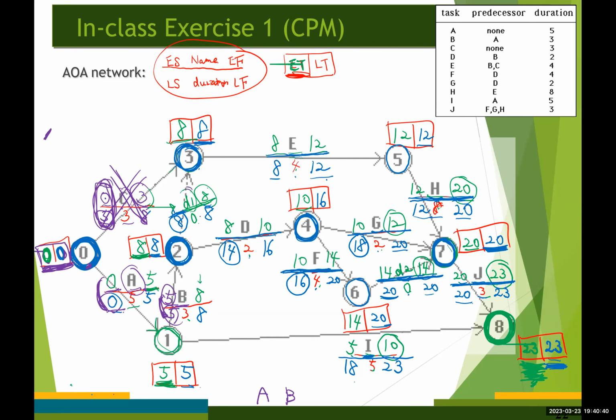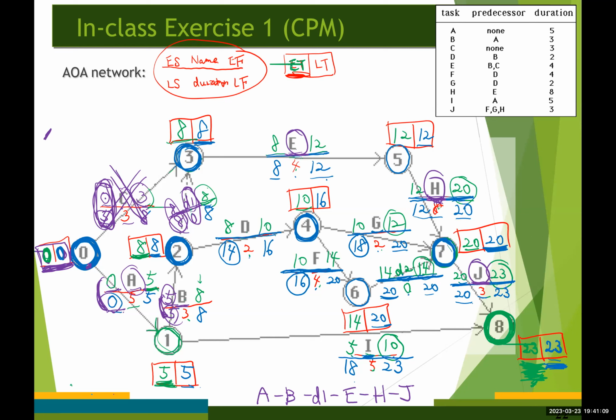And this dummy activity can be included in the critical path. And activity E can be included, H and J, because of that reason. So E, H, J. So these are the critical path, actually.